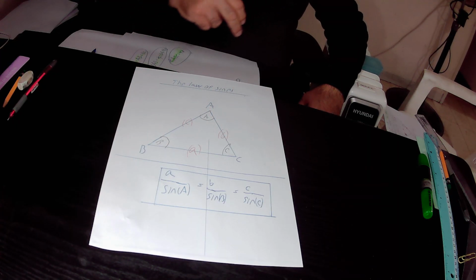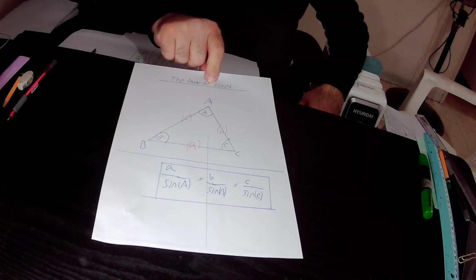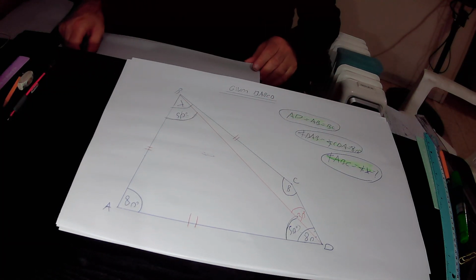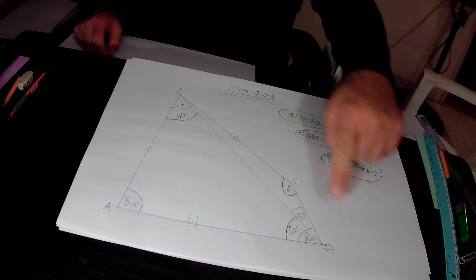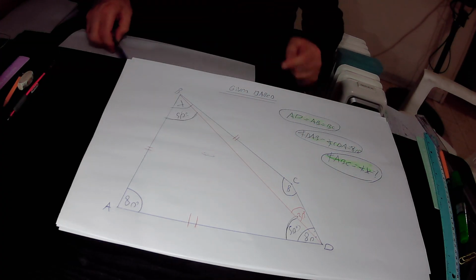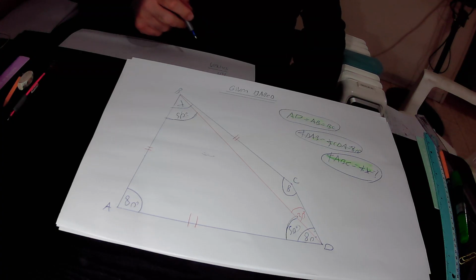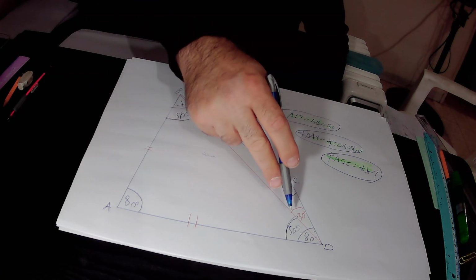So we can implement the law of sines in our triangle ABD, because of the fact that the law of sines is true in any triangle. In this triangle ABD, according to the law of sines, BD over sine 80 degrees equals BA over sine 50 degrees.